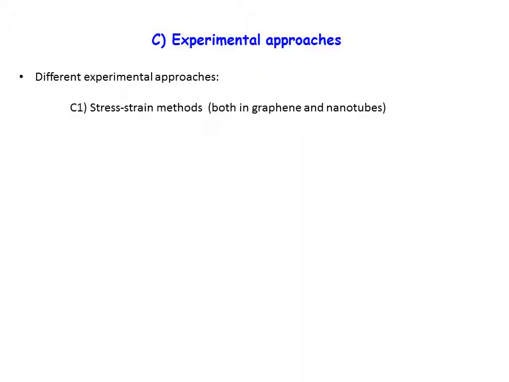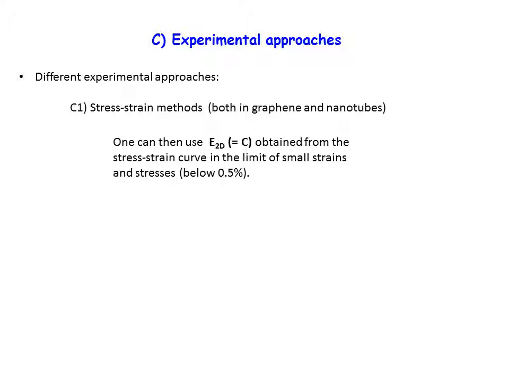Two different experimental approaches are used for the study of nanomaterial mechanical properties. One is the stress-strain methods, in which we are going to work in the limit of small strains and stresses, not to go out of linear response. The second are vibrational methods, but this one is not easy to apply to graphene, so we will see it mainly in carbon nanotubes.